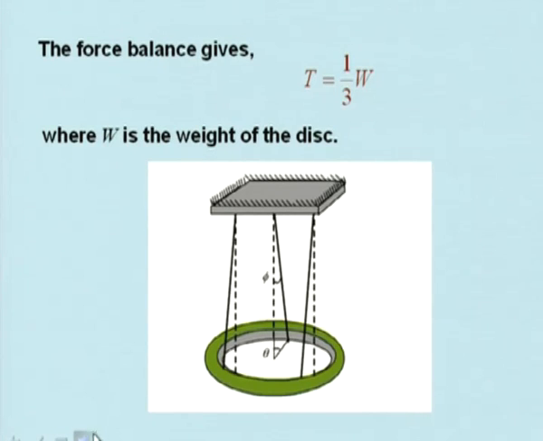The force balance gives T is equal to 1 by 3 W. The disc is acted on by a gravity force W, and the tension T in the strings is 1 by 3 W, where W is the weight of the disc.